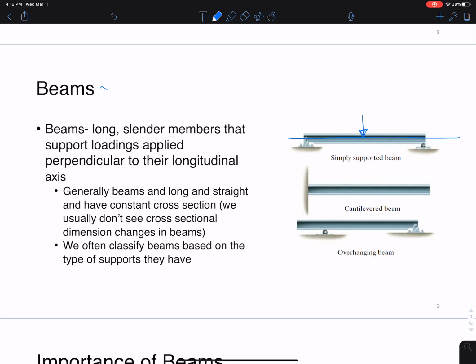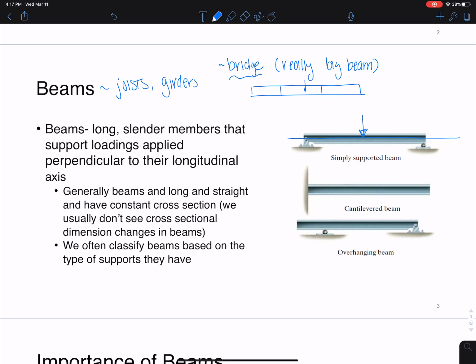Okay, some examples of beams or some other words we sometimes use to describe beams. We have joists. Okay, you might also see girders. Those are like large beams. Joists are like small beams. And then you could even say that a bridge is an example of just a really big beam. Right? Because we have a bridge and then it's supporting some load, right? Some point loads, some distributed load. So really this bridge can be looked at as just like a really big beam, okay?